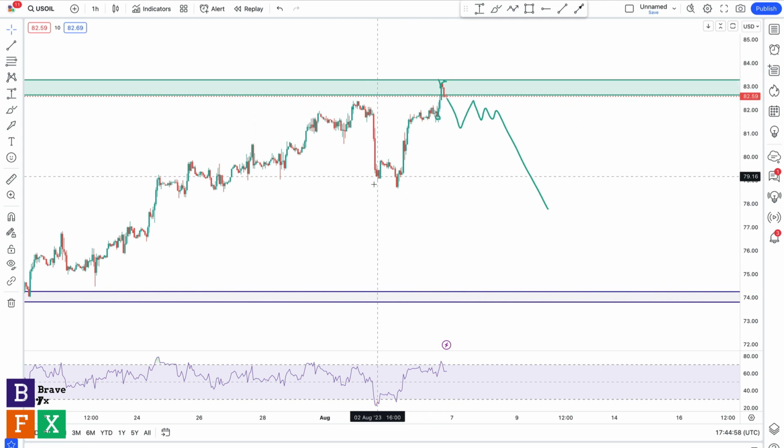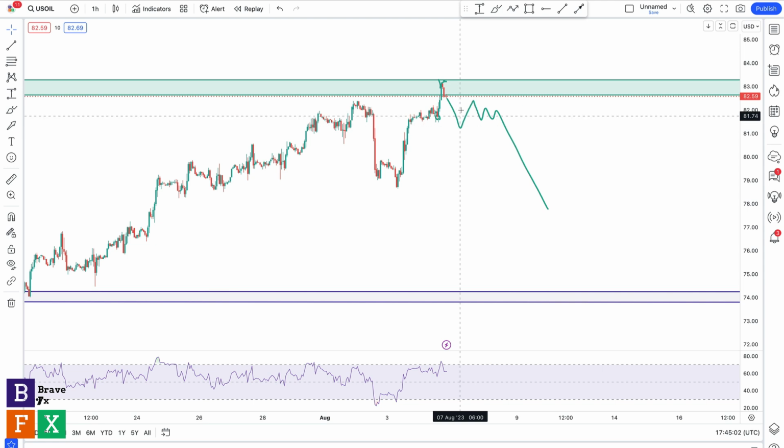Because we would have taken out, would have violated this market structure over here, giving rise to a lower low and a lower high. So the pattern may not form exactly like this. It may look something different, but just watch out for something like this for you to go short for those who will be going short.